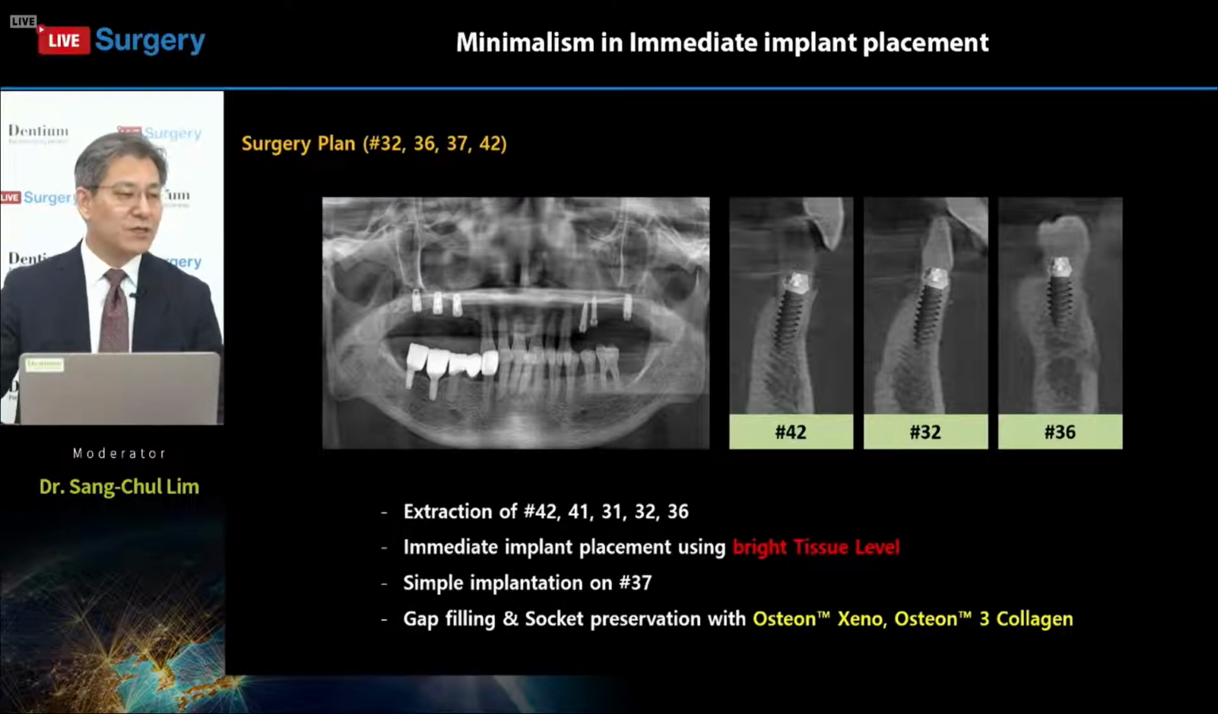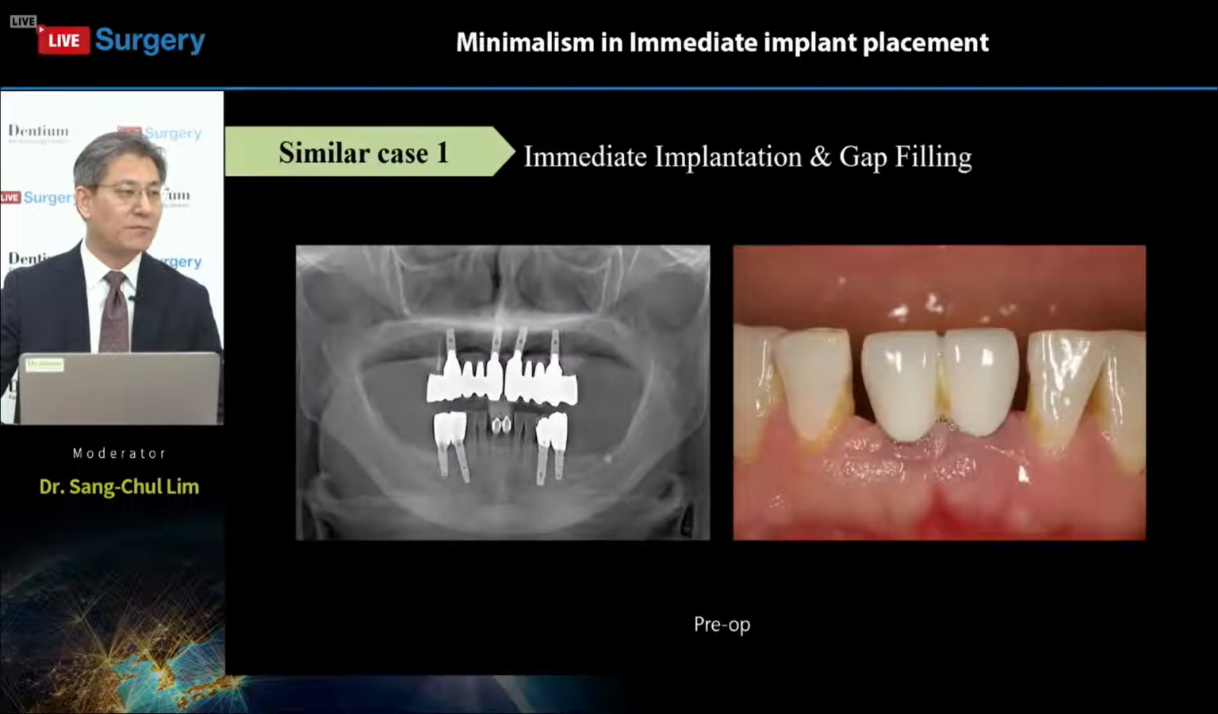All of these procedures are combined with the gap filling procedure, and at this time bone grafting materials will be used, which are Osteogen and Osteon 3, and also the collagen graft will be applied. This one is a similar case.